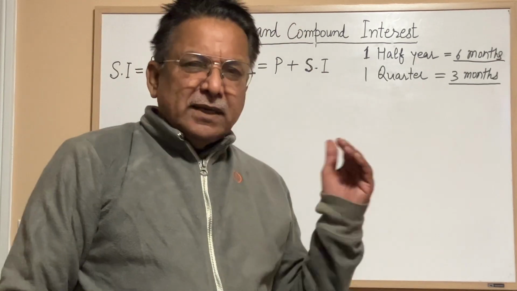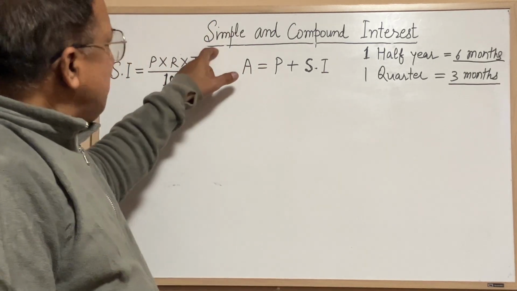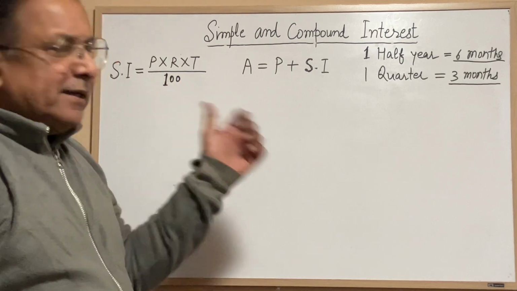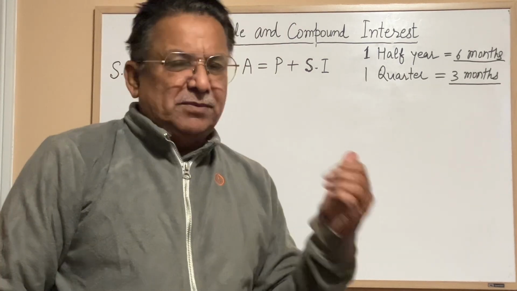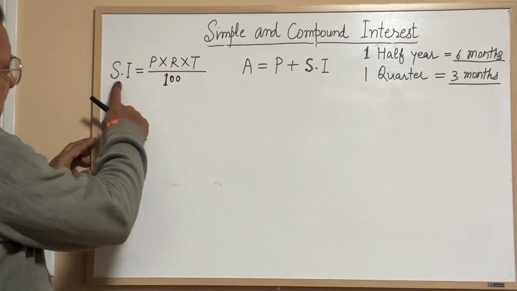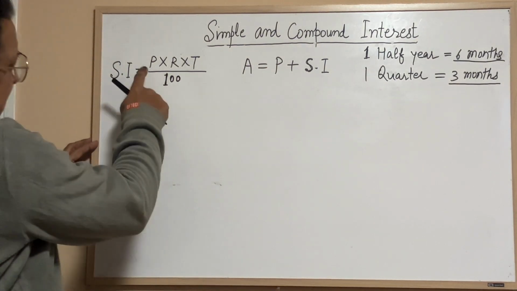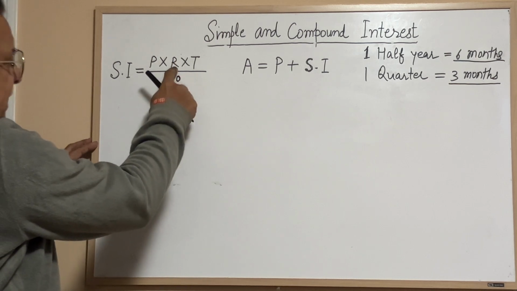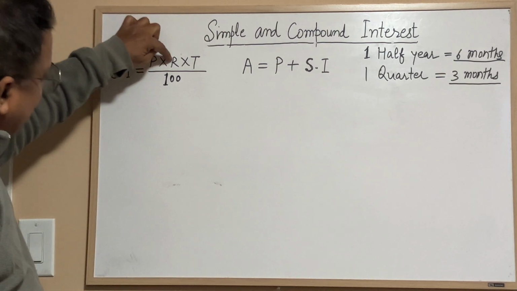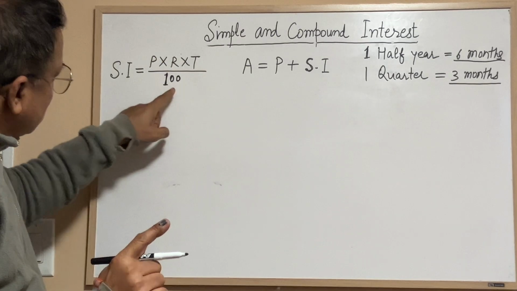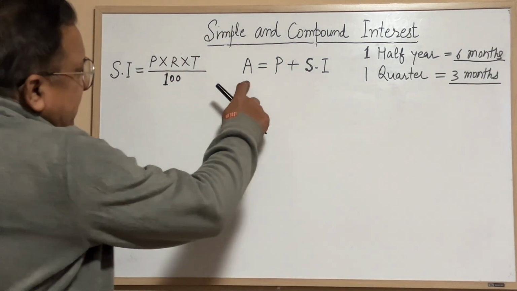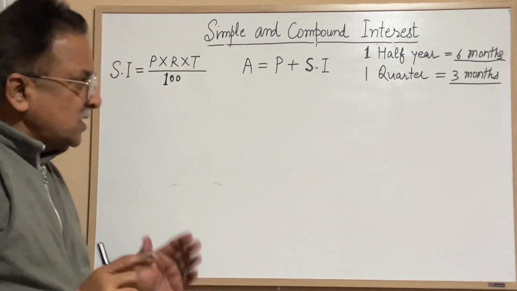Today we are going to discuss simple and compound interest. What is the secret behind it to solve the problems that we are going to discuss? First is how to calculate simple interest. It is principal multiply rate multiply time upon 100. Because we are taking R, rate means rate percent. So why are we taking 100 in the denominator? And amount is equal to principal plus simple interest.